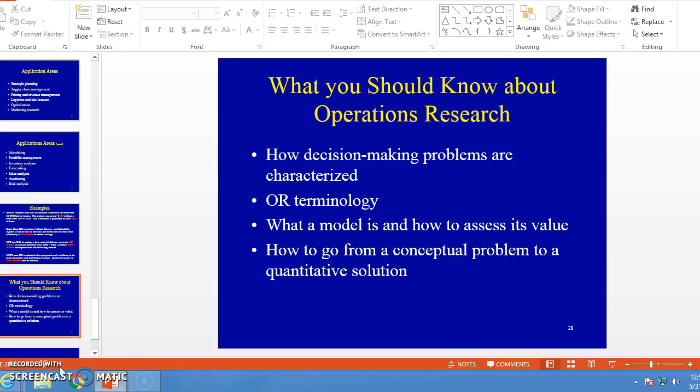What you should know about operations research: how decision making problems are characterized, what the terminology is, what a model is and how to assess its value, and how to go from a conceptual problem to a quantitative solution.